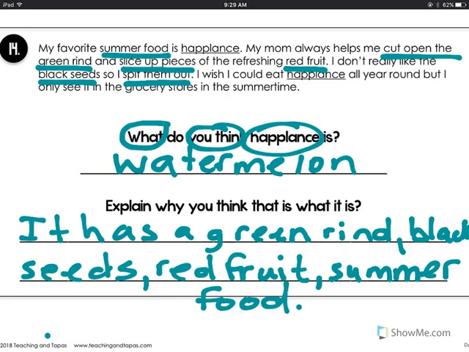So just remember, with an example like this, if I had just stopped at, oh, it's a red fruit in the summer, well, that wouldn't have given me enough information. Because without the information about the green rind and the black seeds, I wouldn't have been able to figure out it is watermelon. I might have thought that it could be apples, and that would have been way off. So just remember to use all the clues that you possibly can to prove your answer.